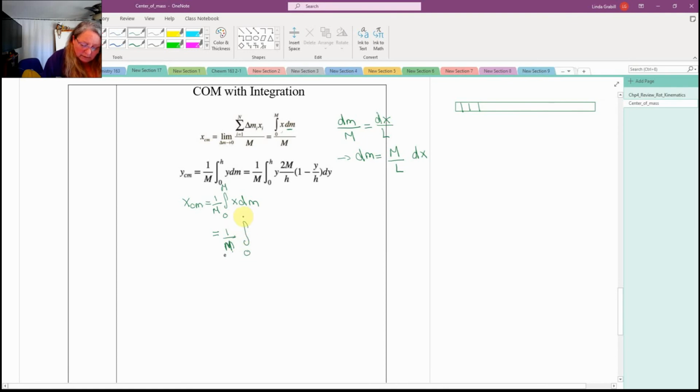Integral from 0 to, we're going to change our limits of integration. So it'll be 0 to L, the total length, instead of the total mass. And let's see, I'm going to have my x times, now I'm making my dm substitution of M over L dx. And then I can clean this up even more. I can go x center of mass equals, my M's cancel. My 1 over L can come out because it's constant. It's just the total length of whatever it is I'm looking at. And then 0 to the total length, x dx.